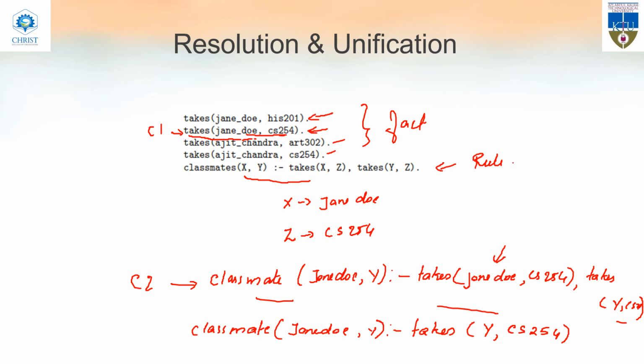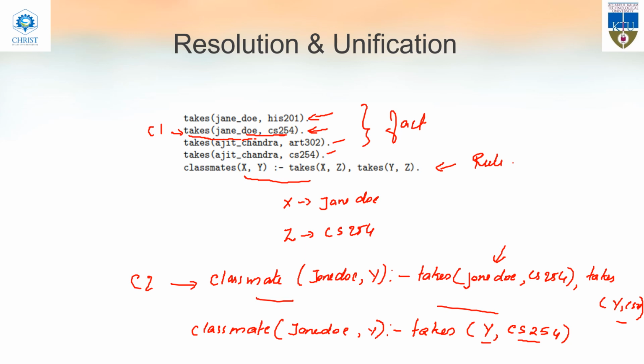Okay, now next is unification. The specialty of unification is that you have two terms here. The one is a constant term, which is CS254, and capital Y is a variable. In unification, a variable can take any value, but a constant cannot be changed.